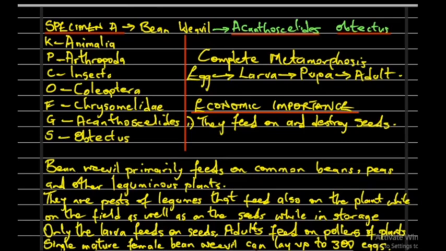A mature female weevil can lay up to 300 eggs. This particular organism has complete metamorphosis. You can see it goes from the egg to the larva to the pupa, and then lastly to the adult. Also, it has its own economic importance, which is that it destroys seeds.